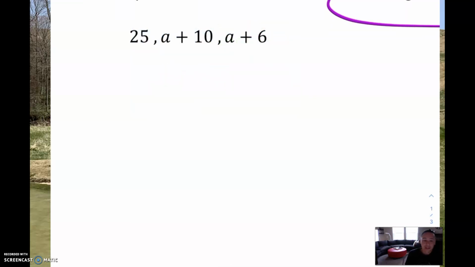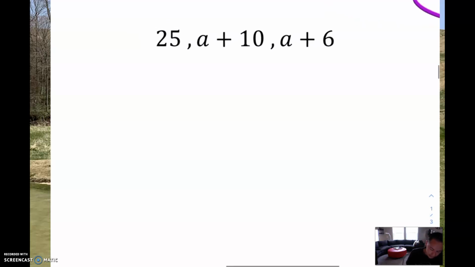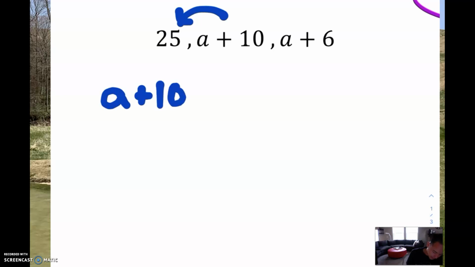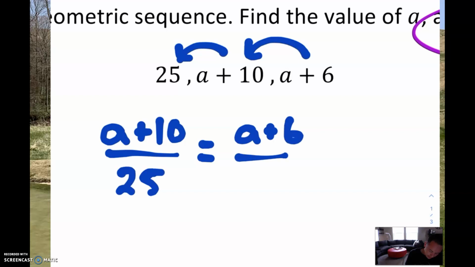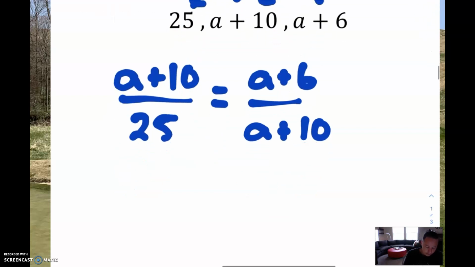So to find the common ratio, you would just take the second one divided by the first one, and that's a plus 10 divided by 25. That would give you the common ratio. But that common ratio should be the same as this one here. So it should be equivalent to a plus 6 divided by a plus 10, because that also gives you the common ratio. Now we have a whole lot of variables, and we got some fractions. Let's start by cross multiplying.